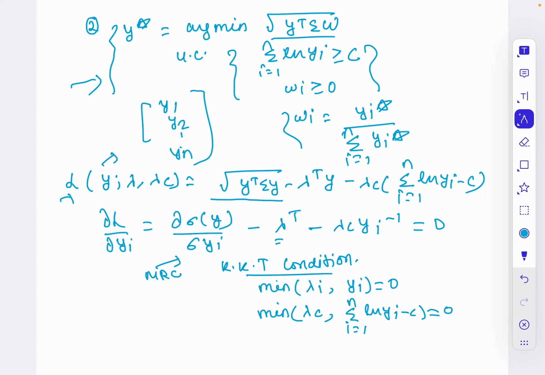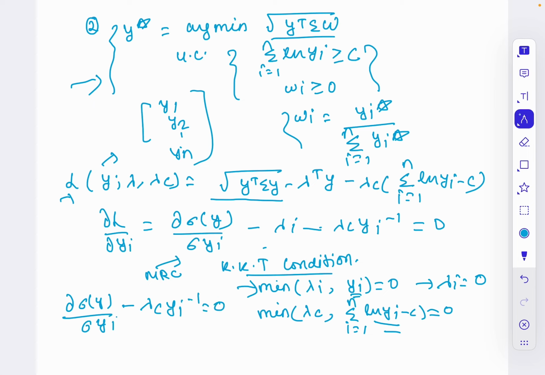Now if you try to see it, yi cannot be 0. Why? Because ln yi is not defined for yi equal to 0. That is why, from here, yi cannot be 0, then lambda i should be 0. So from here lambda i is 0, right? So let us put lambda i as 0 in this condition. Okay, so if you put lambda i as 0, then what you get? Here I have just made a mistake, so it would be lambda i. Okay, so if I put lambda i as 0, then you get this term, right?